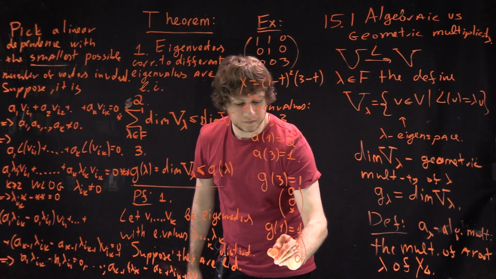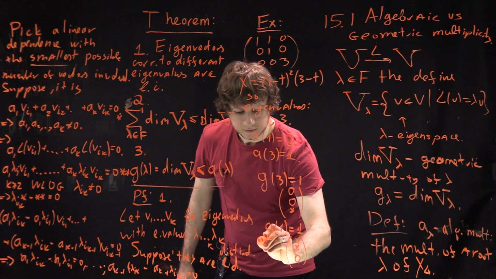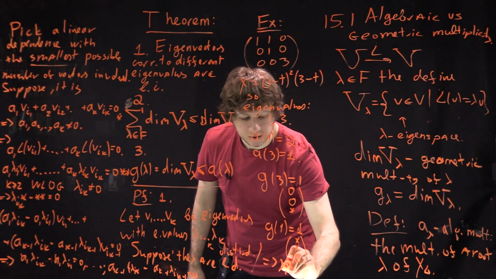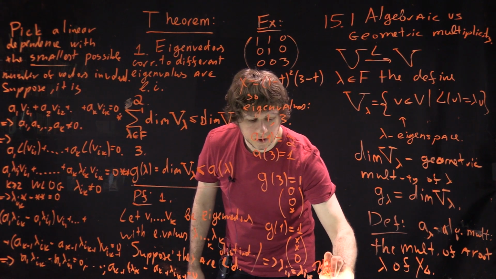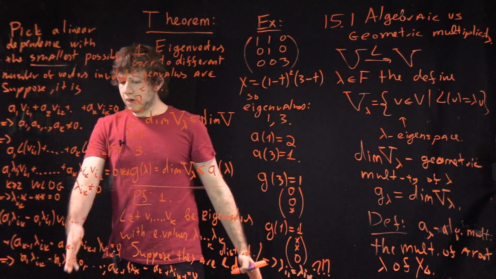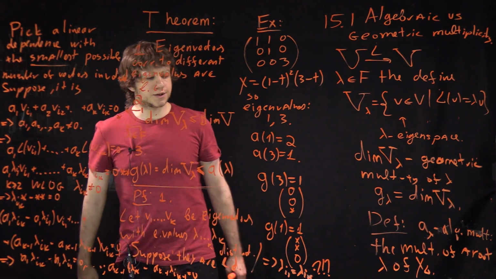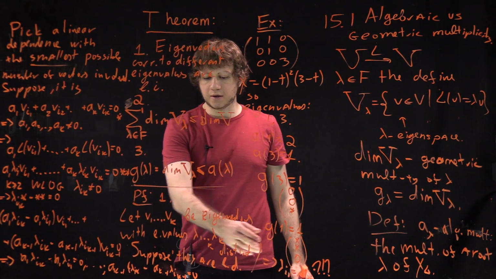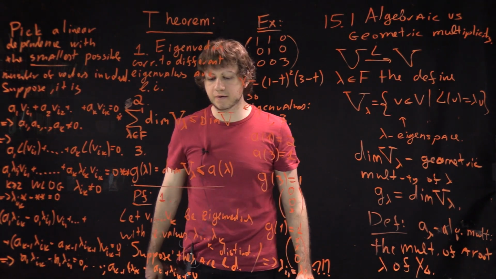So lambda i1 equals lambda ik, and this is a contradiction. You can take any of these equalities, divide by all these a's, and you get that the lambdas are not all distinct, and we started with distinct eigenvalues.